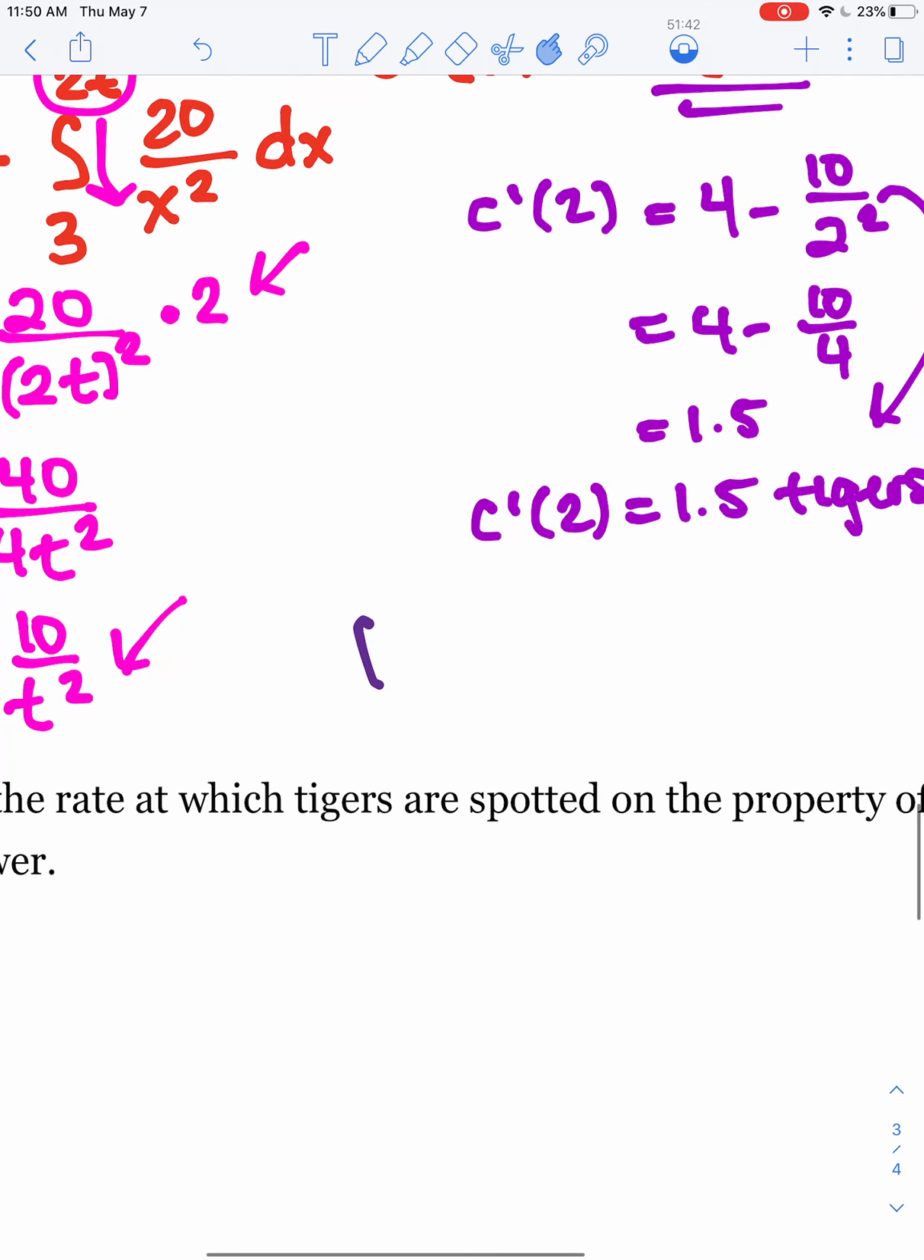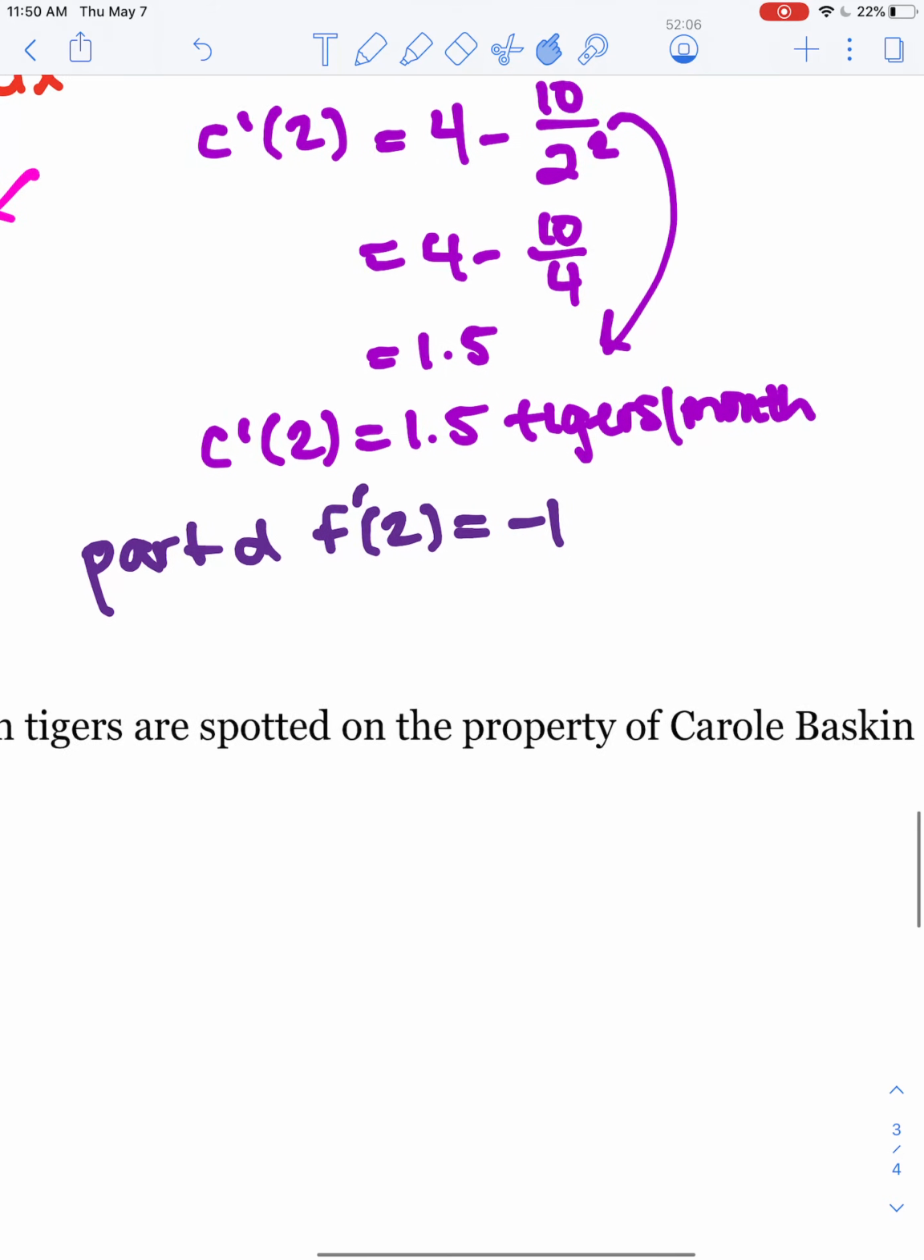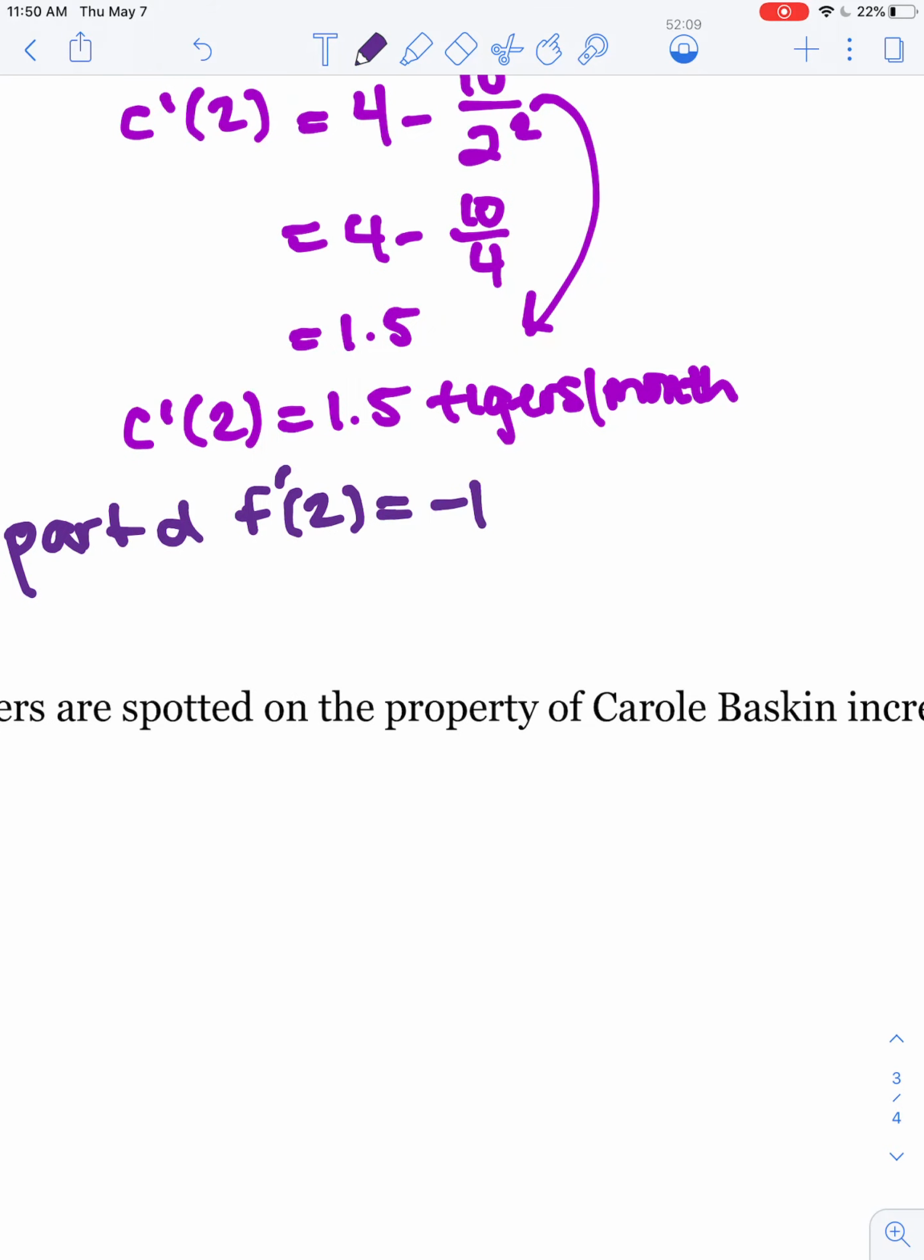you found the rate at which Joe was gaining. So again, part D looked at the rate at which the number of tigers on Joe's property was changing. So in part D, you found that f prime of 2 is equal to -1. That meant that Joe was losing tigers, at a rate of 1 tiger a month at t equals 2. So we need to go ahead and compare these two values.